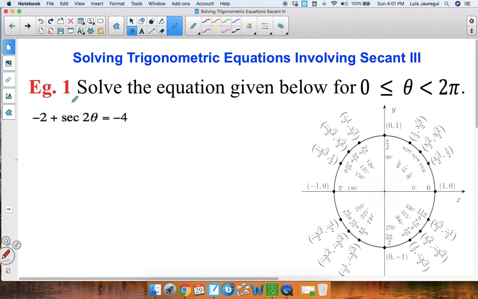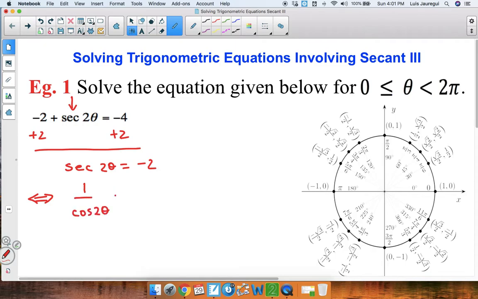The first thing we want to do is to get the secant by itself. So let's start off by adding 2 to both sides of the equation. That will leave us with secant of 2 theta is equal to negative 2. The next step is to rewrite this using the definition of secant. Recall that secant is 1 over cosine. So we have 1 over cosine of 2 theta is equal to negative 2.